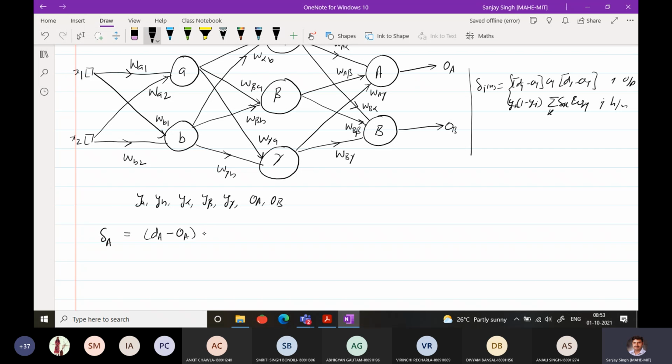Then OJ, OA. And here again, sorry, here it won't be DJ. It is just 1. Okay. So 1 minus OJ. So 1 minus OA. Likewise, we'll calculate dB. That is the local gradient for the second neuron in the output layer. So as per this particular formula, it will become dB minus OB. That is the error component effectively.